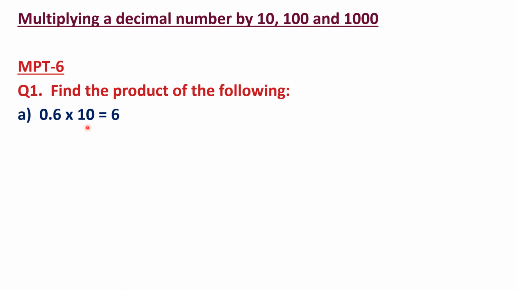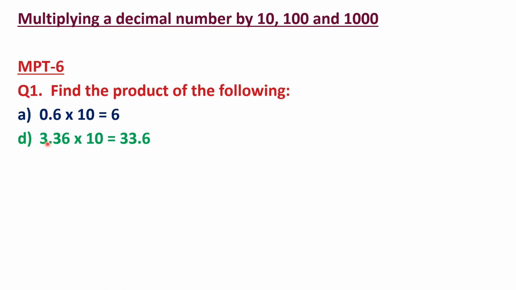Suppose we are multiplying by 10. So the number of zeros it is having, that many digits we have to shift the decimal point towards the right hand side. Here 0.6 is multiplied by 10. So only one 0 is there in 10. So that is why we will shift the decimal point towards the right only 1 digit. So our answer will come 6.